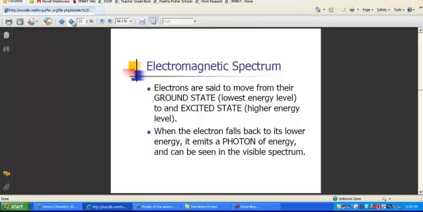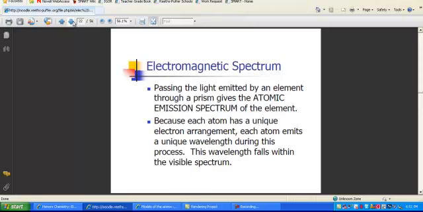But of course, things in nature don't like to maintain high levels of energy. If possible, they want to release those extra packets of energy, and when they do so, they release that extra energy packet, and it's called a photon. And that photon can be seen in the visible light spectrum.